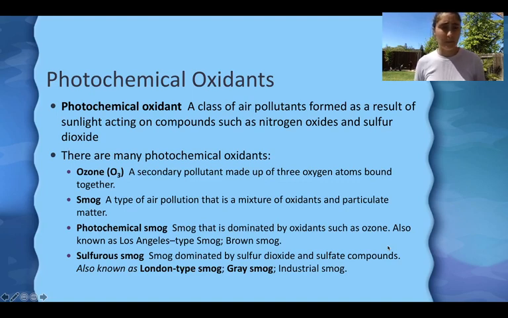And smog, just as a generic term, is a mixture of oxidants and particulate matter. And ozone is a secondary pollutant made up of 3 oxygen atoms bound together. Now, ozone is something we're actually going to talk about here soon. Ozone we generally think of as something that is a good thing. Ozone is what protects us from too much UV light exposure, right? It blocks some of our UV light so we're not constantly getting the sun beating down on us and risking sort of biological harm.